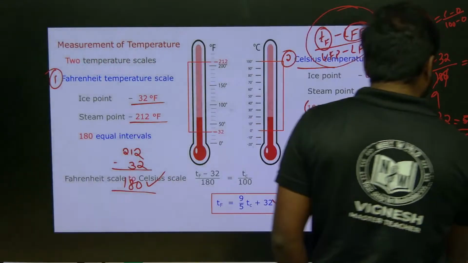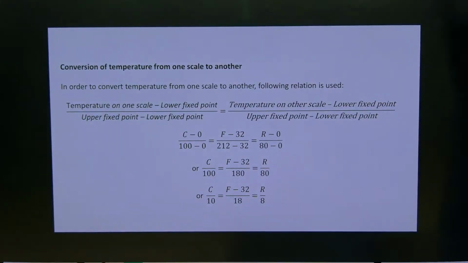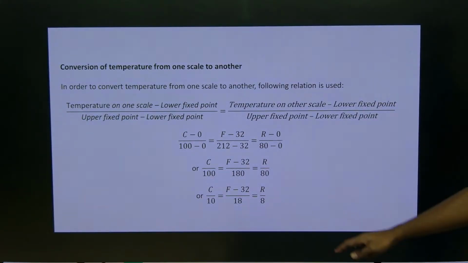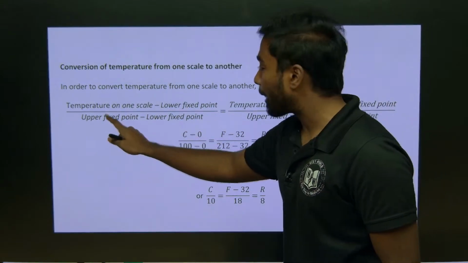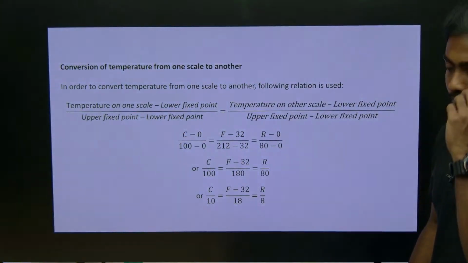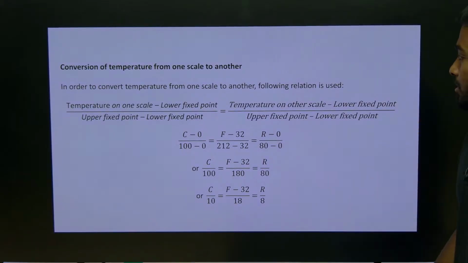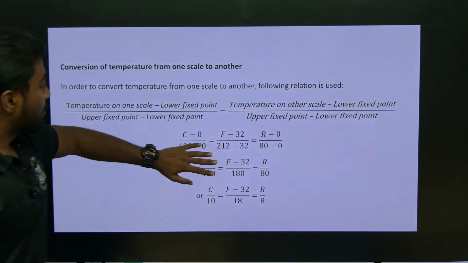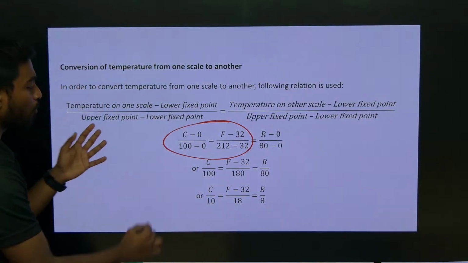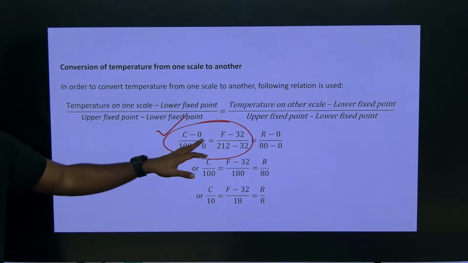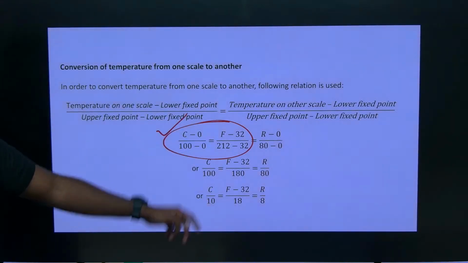So the next one is the conversions. Temperature on one scale minus the lower fixed point, divided by the upper fixed point minus the lower fixed point, right? So this is the conversions. Okay, so C and F. Most of the examinations will be asking this C and F only, Celsius and Fahrenheit scale.